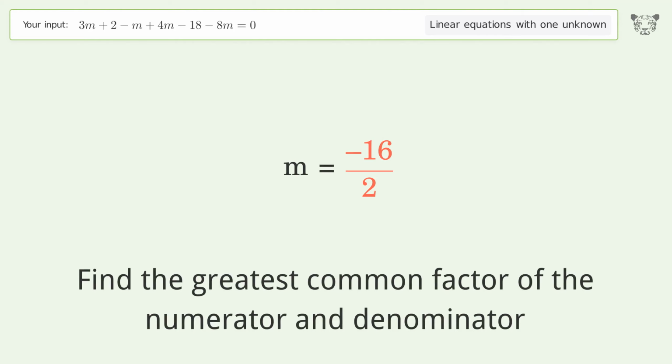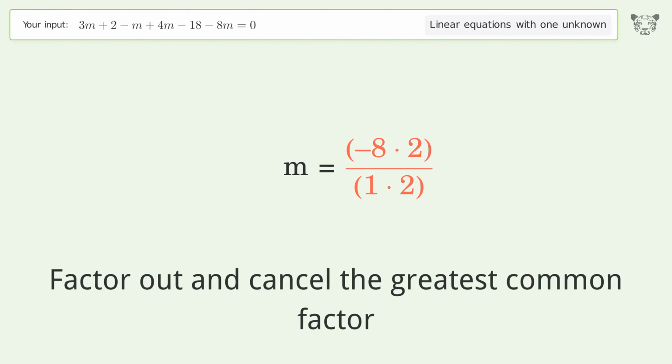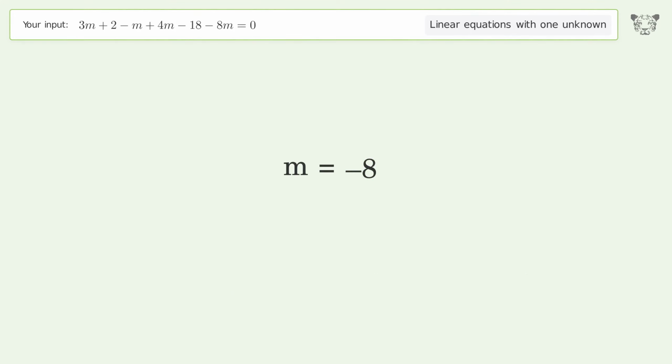Find the greatest common factor of the numerator and denominator. Factor out and cancel the greatest common factor. And so the final result is m equals -8.